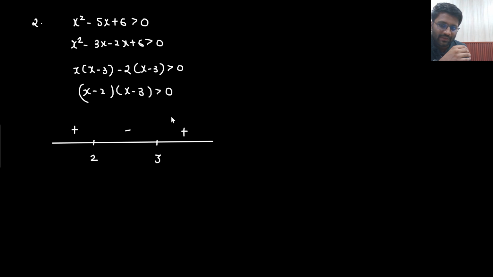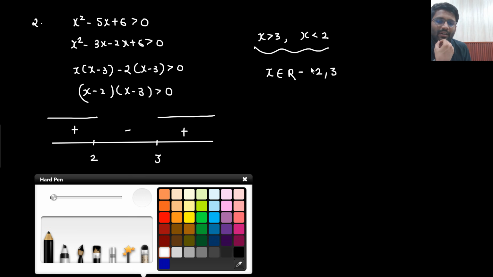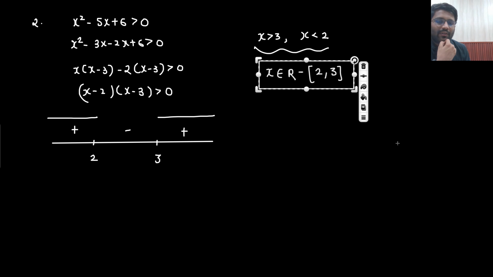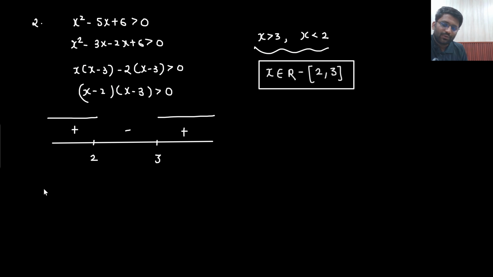So it should be greater. That means these values should be accepted. They are saying that x greater than 3 will be accepted and x less than 2 will be accepted. Or you can say that all the values except the values between 2 to 3. And along with that, boundary points also will not be accepted. Why will they not be accepted? Because the value has to be greater than 0, not greater than equals to 0. Whatever that is written inside the ln has to be greater than 0. So what all are the values to avoid?